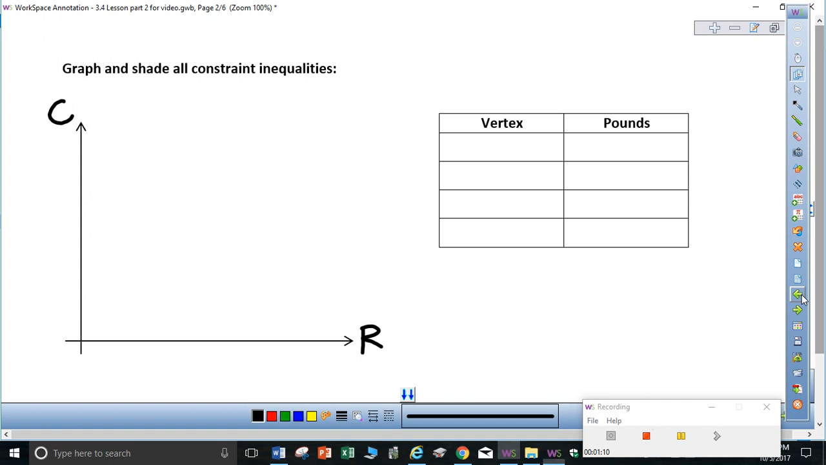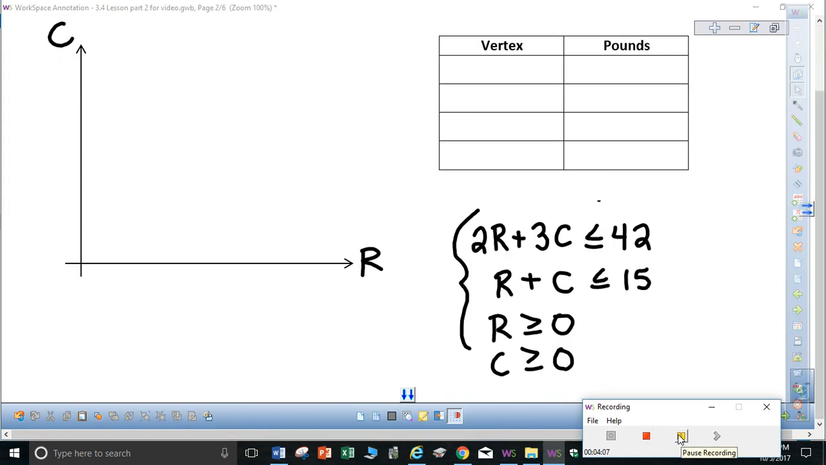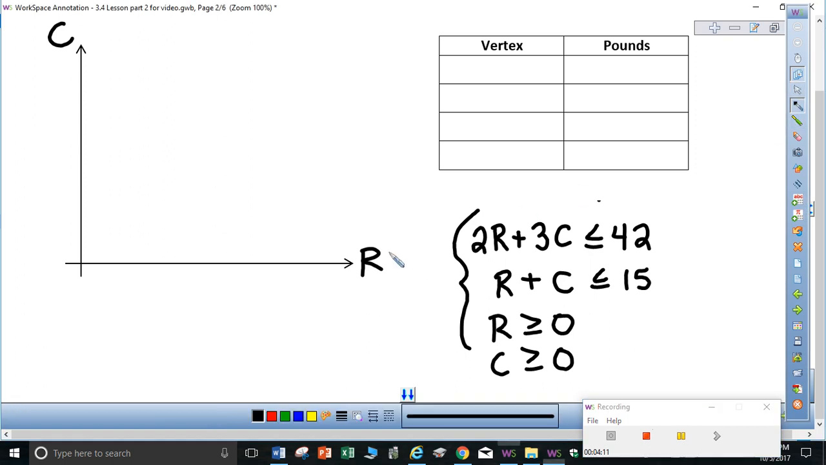All right, so I just recopied over the inequalities so that I can see them here on mine. Looking at our first inequality, the R and C are together on the same side. I would recommend doing the intercept method. So if you're going to think about covering up R, when R is equal to 0, that's going to be the C intercept. So think about 3C equals 42. Divide both sides by 3, and you get C equals 14.